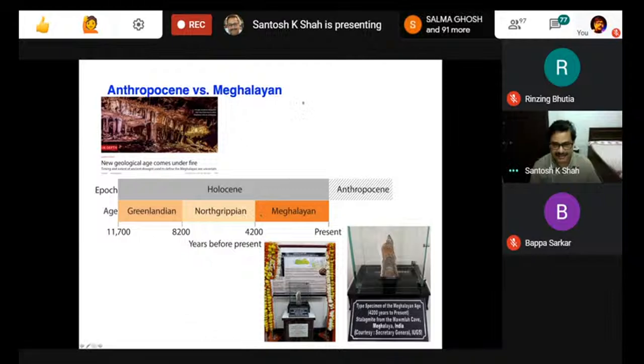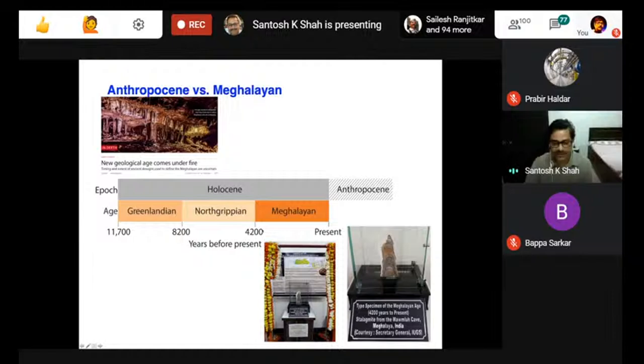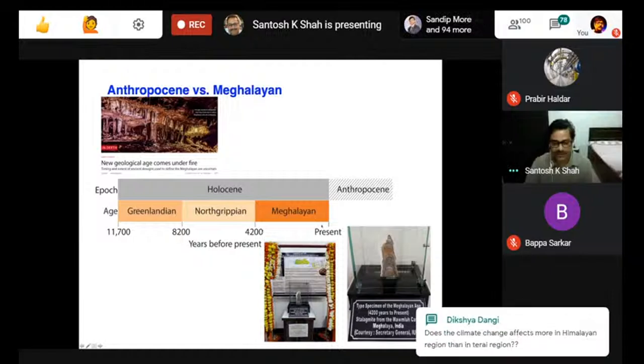It comes from Meghalaya. Why is it relevant in the Indian context? Because people collected speleothem, which forms in caves, and based on this type specimen, luckily our institute, Birbal Sahni Institute of Palaeosciences, holds this specimen, and based on this speleothem specimen, the recent time period is divided into 4.2 thousand years to present, and this is called the Meghalayan phase.